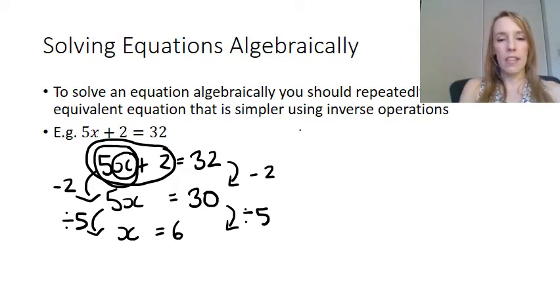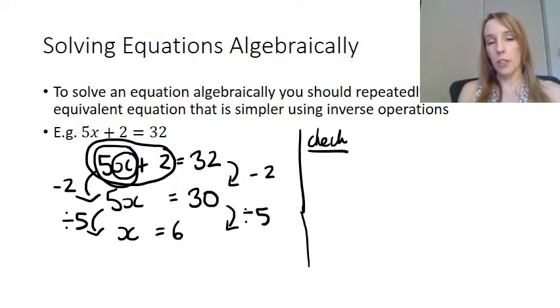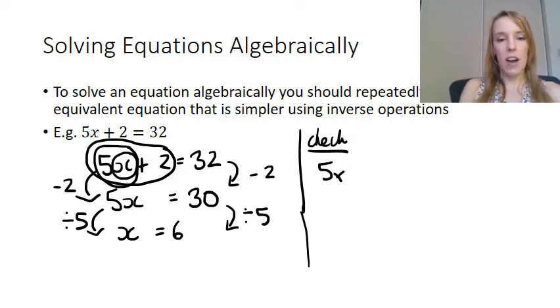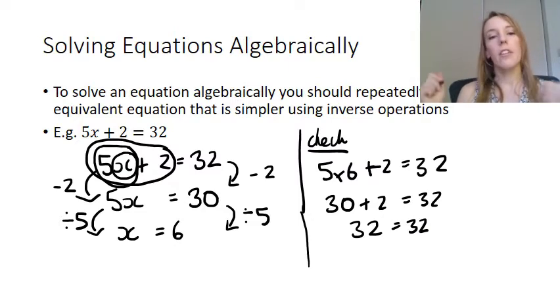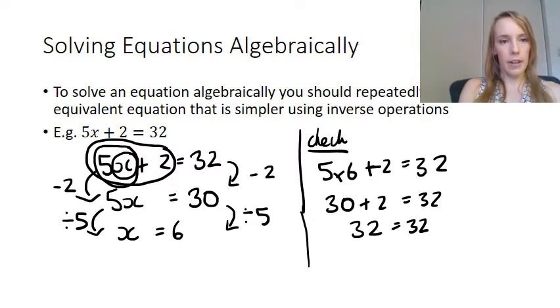Now I would strongly suggest that you check all your solutions by substituting your answer back into the original equation. In an exam situation, you could do all your exam questions and then come back and check your answers at the end if you've got time. So 5x, and we know that x is 6, so 5 times 6 plus 2 equals 32. So 5 times 6 is 30, plus 2 equals 32, and 32 equals 32. Yes, so we know that we're correct. So that's how we would solve those equations algebraically.